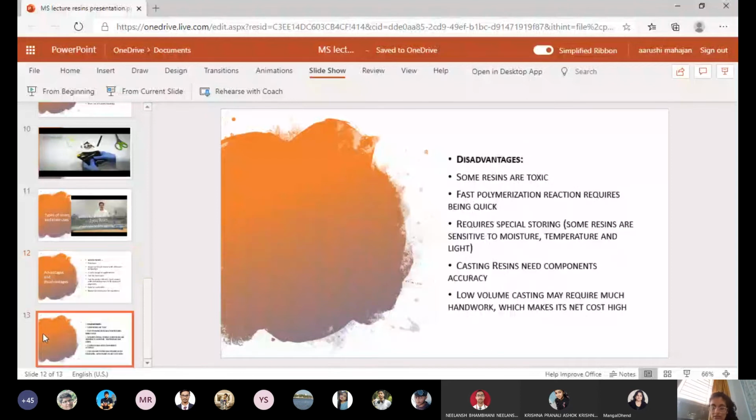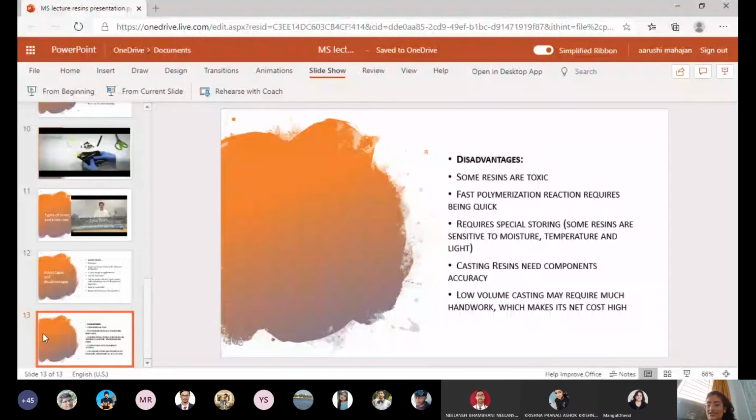Next, some disadvantages. Some resins are toxic, and it's very hazardous for health, and fast polymerization reactions require being quick. As I told you, the resins further convert into polymers through the process of curing, where polymerization of single links happens. So that has to be really fast, and it requires special storing.